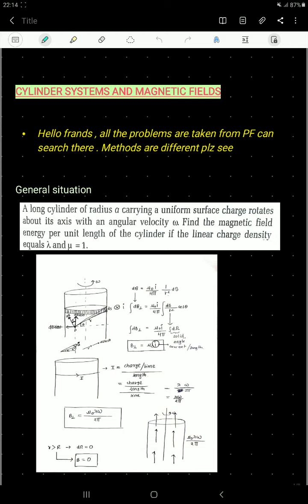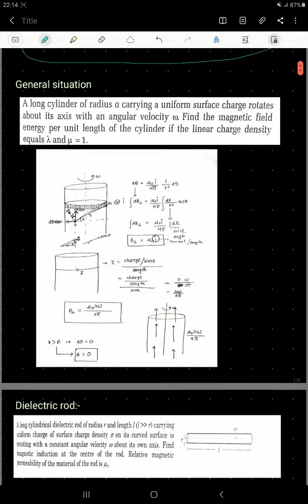Okay, so here we are going to discuss problems taken from Pathfinder. In this video itself there will be 6 questions discussed. First of all, I am going to discuss a general situation.